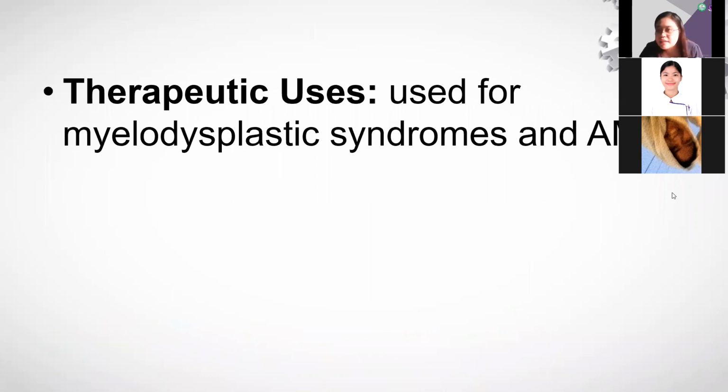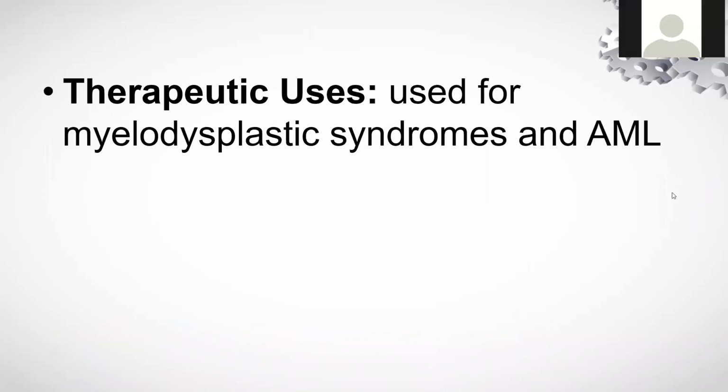Where do we use our azacitidine? Okay. Therapeutic use. This is used for myelodysplastic syndromes and AML. Let's see what is myelodysplastic syndromes. I forgot. I read about that last time. I forgot.